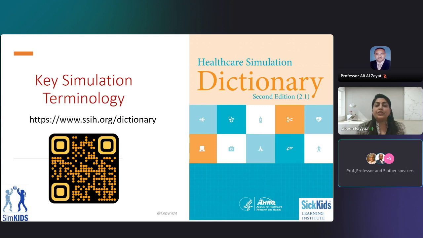So I would like to introduce everyone to this barcode, and you can scan it through your camera, and it will take you to the website. It is very important for all of us, especially people who are novices. I have been in simulation for the last 5 years, but I still think I'm learning a lot. This is the Healthcare Simulation Dictionary that has all the definitions of all the terminologies, because it is very important for us to speak the same language. Everyone involved in simulation-based education should have this dictionary on their desktop. You can download it from this barcode.